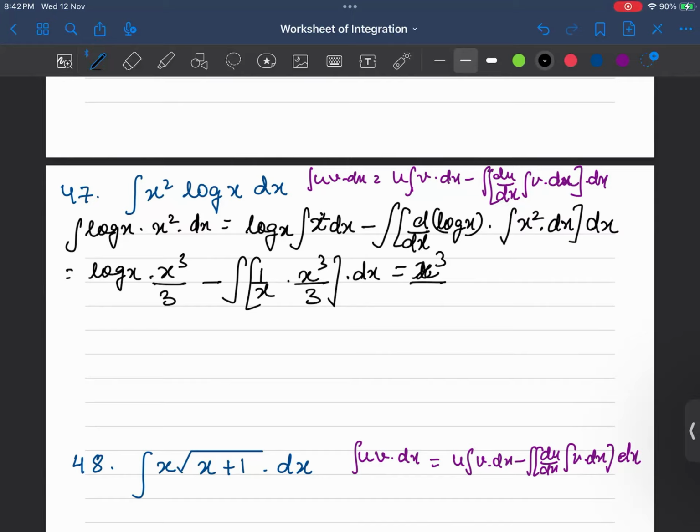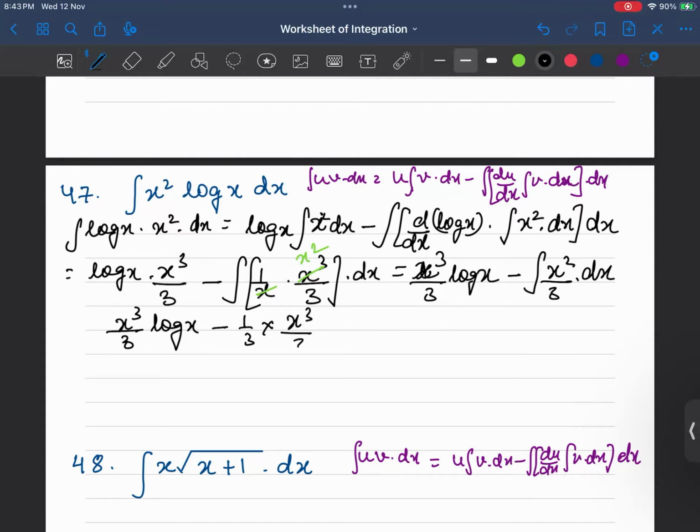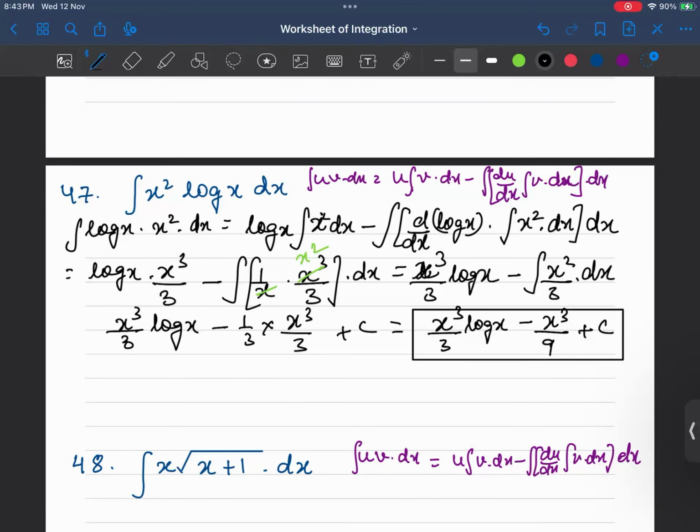So it is x cube upon 3 log x minus the integral of, if I cancel like this, x square upon 3 dx. Integration of x square would be x cube upon 3, so x cube upon 3 log x minus 1 upon 3 multiplied by x cube upon 3 plus c. It would be x power 3 upon 3 log x minus x cube upon 9 plus c. I think it's clear. This is the answer.